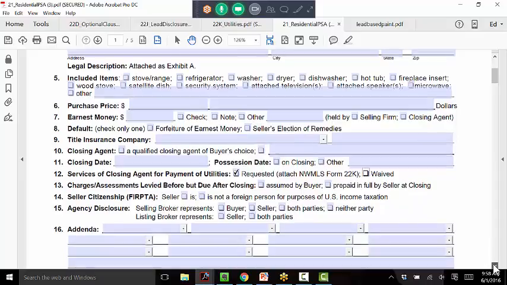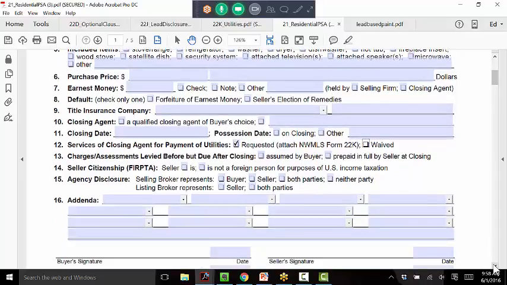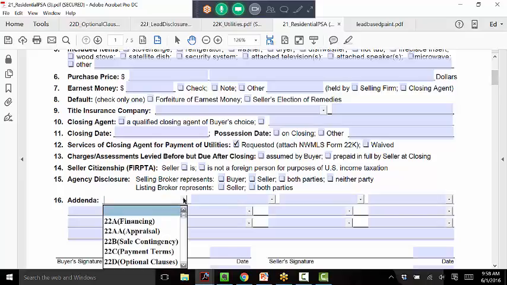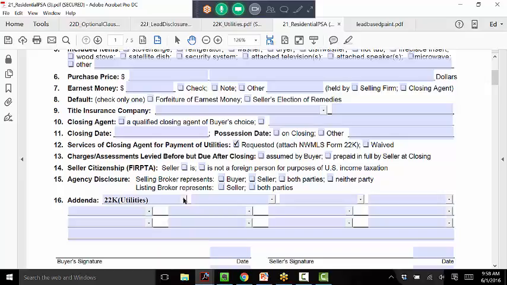Good listing brokers will put this in the listing already filled out, so you can use that form, and you should use that form. If they don't, you would just attach it, and whenever you attach it, you're going to list it as an addendum below.